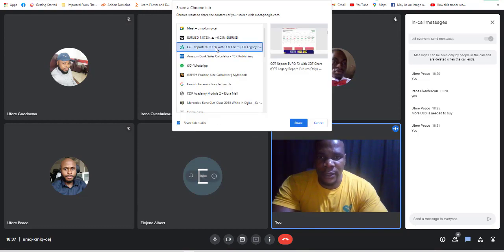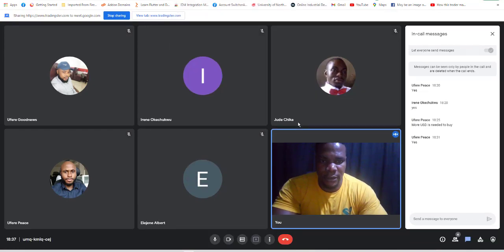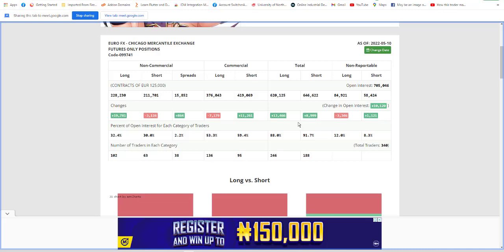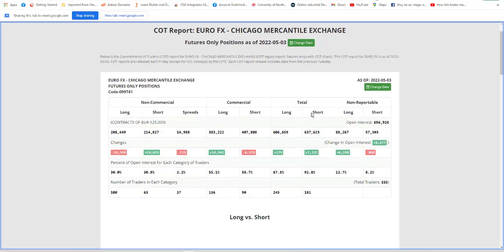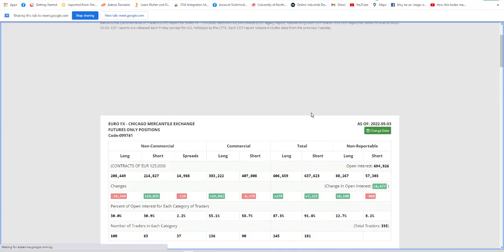So let's do that real quick. Let's go back to our COT chart. There we go. And let's go to the date. The date before 10th is 3rd. Okay, this is our 3rd now.